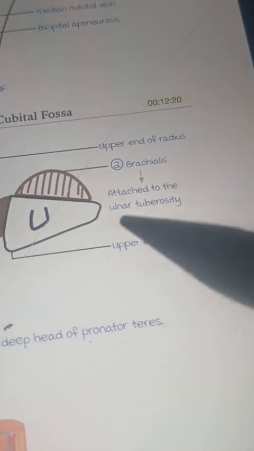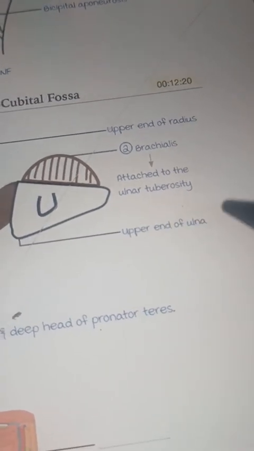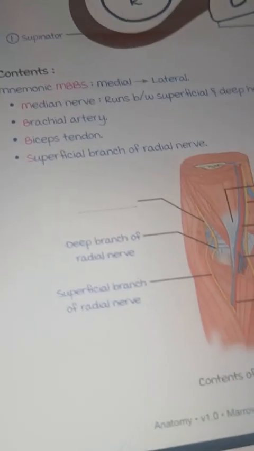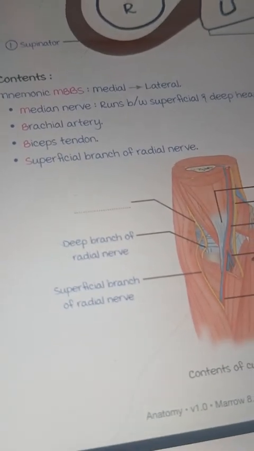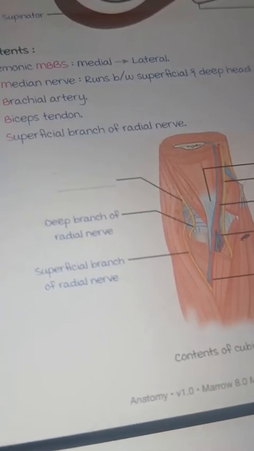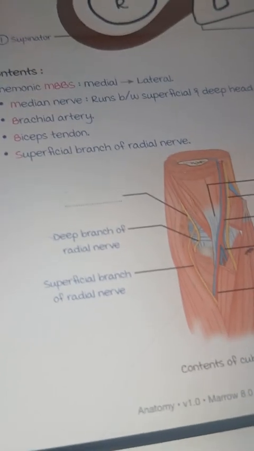We have brachialis muscle attached to ulnar tuberosity, upper end of ulna. What are the contents we are talking about? We have to remember the mnemonic MBBS of the cubital fossa. What are the contents of cubital fossa? Those structures which we saw were basically the structures from the roof of cubital fossa.